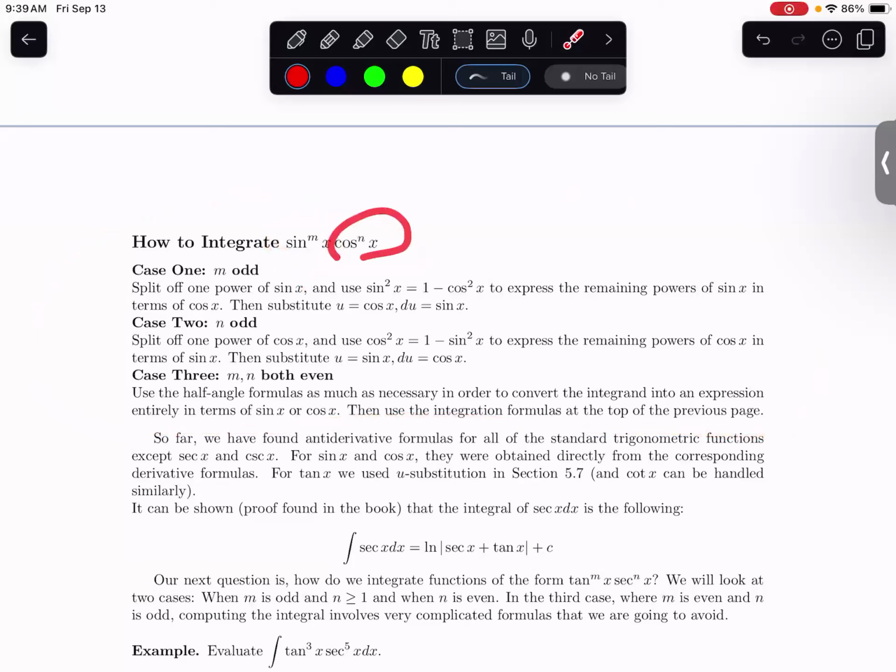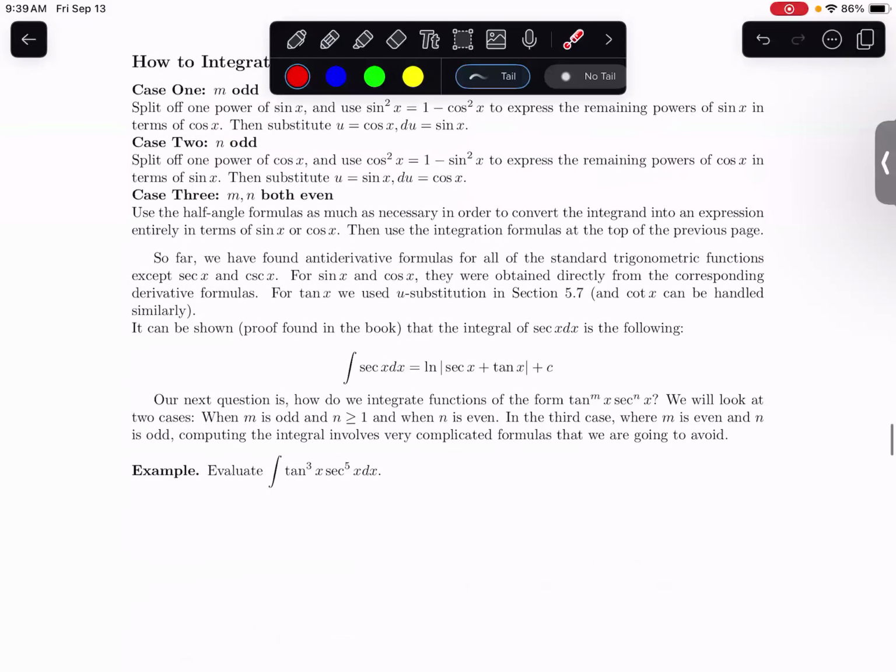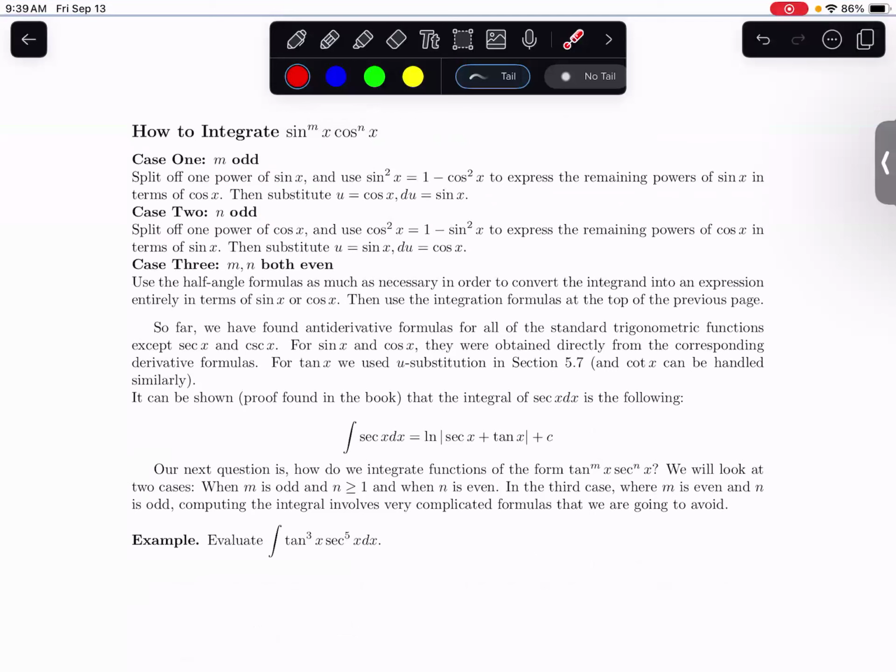Similarly, if the power of cosine is odd, you split off a power of cosine and let u be sine of x, and then you do u substitution after using the Pythagorean identity, and that's nice. And if m and n are both even, you just use the reduction formulas. This is the bad case. Okay, and so we can generalize these ideas. So far, we've only been looking at products of sine and cosine, but you can also apply the same logic to integrals that have secant and tangent inside of them. So we'll go through two more examples and then we'll call it a day.